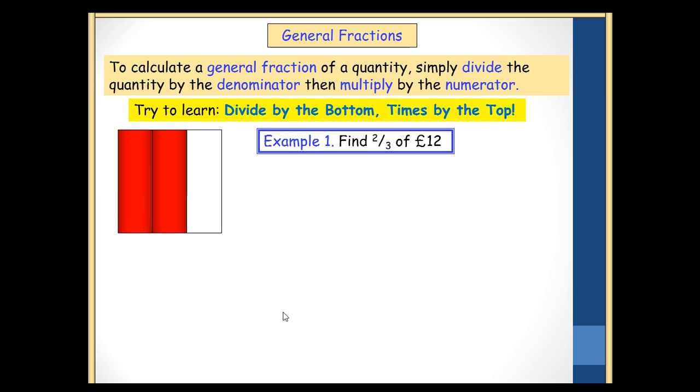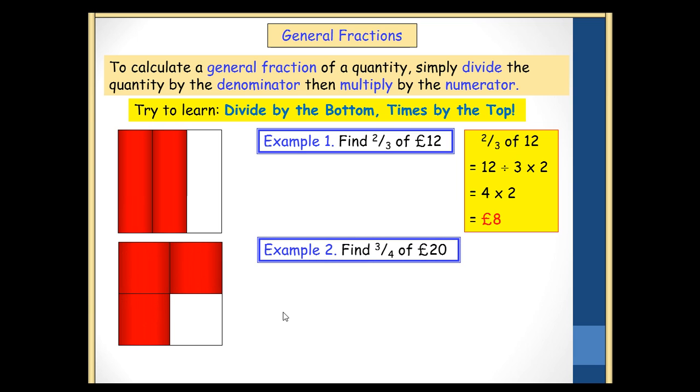This time I'm going to divide by 3 and then times it by the top, which is 2. So we can find a third, which we have done before, but then we have to remember to double it. So 4 times 2 is 8. Divide by the bottom, divide by the 4, which is 5, and then times by the top. So don't forget it's 5 times 3 and you get 15.